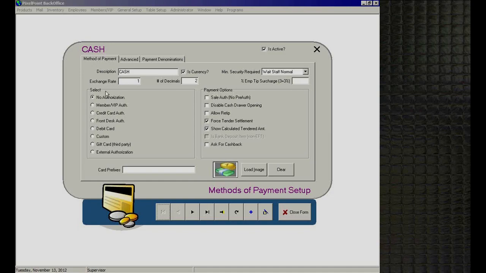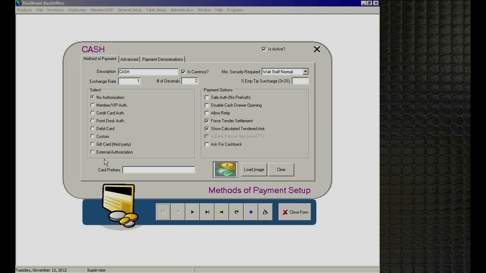Coming down below that, let's go over to the left again, we have select, and in here we have all of our methods of authorization that can be applied within the system. Now PixelPoint will work with integrated credit authorization. It will also work with external credit card authorization as well. If it's an external system where I've got a little box, I've rented it from the bank, and I swipe my cards through there and it goes through the credit service and so on.